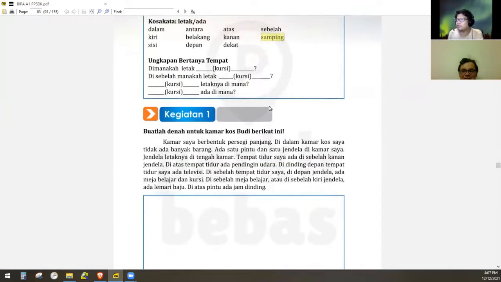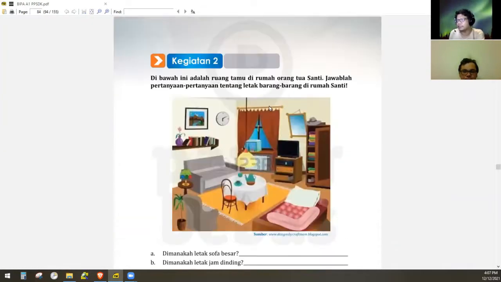So now we are going to answer this question. So, di bawah ini, this is the instruction. Ruang tamu di rumah orang tua Santi. Do you know ruang tamu? It's a guest room. Living room. Yeah, but tamu is actually guest, right?